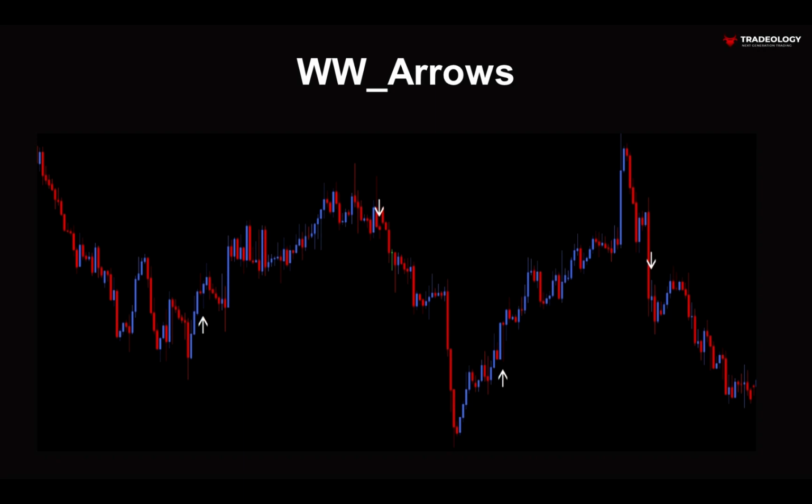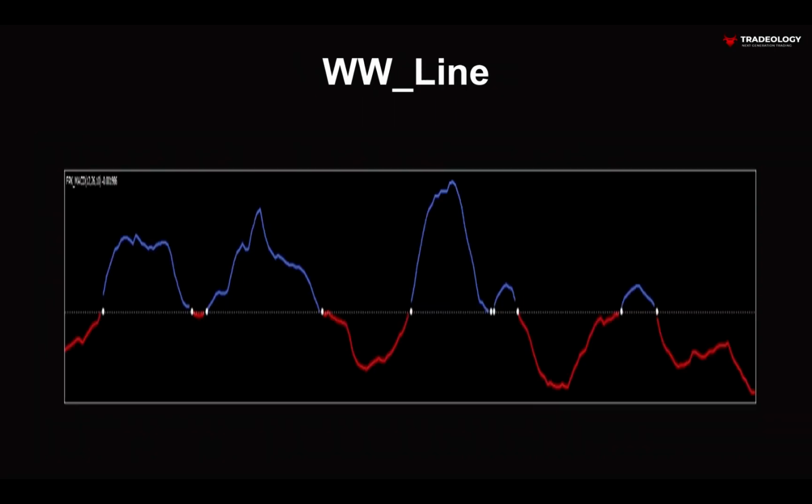After the arrow has appeared and all other indicators aligned as well, only then will you take the trade. Once the arrow appeared and you took the trade, you can enter the next trade only when the next arrow appears. The WW line.